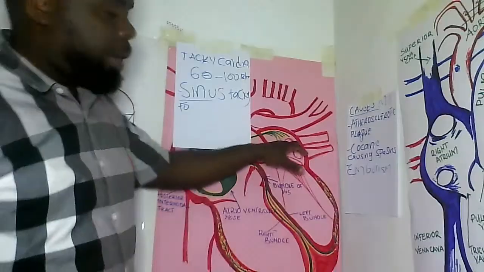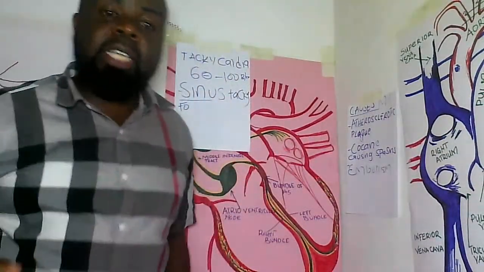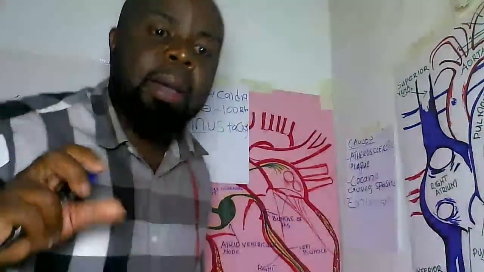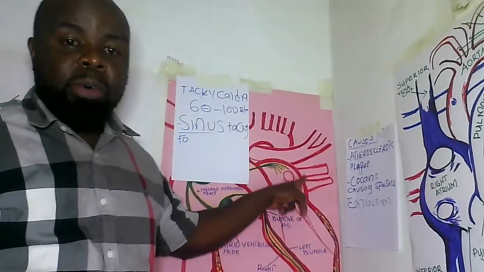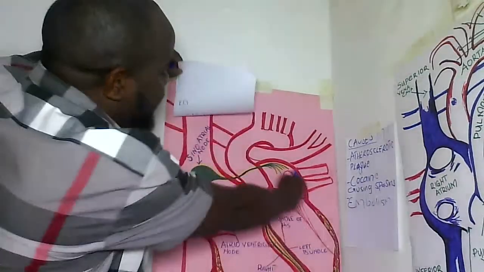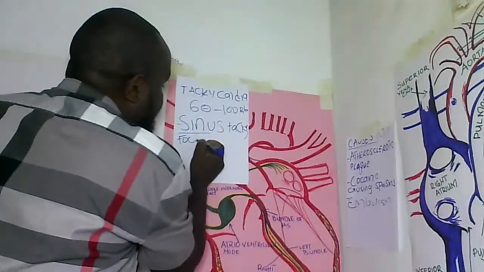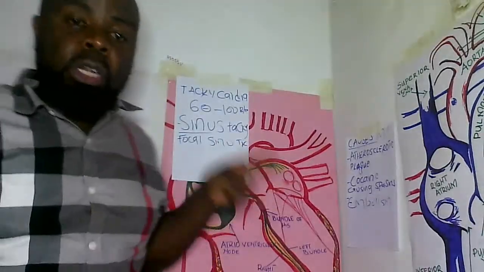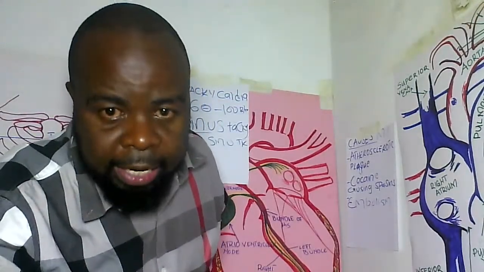When there is a focal point somewhere here, we don't know where that focal point is, but it is giving us some electrical impulses. Maybe there was a mistake and something happened and there was a focal point sending impulses faster, and it is returning back to the sinoatrial node. We call it focal sinus tachycardia. You get it? We are dealing with supraventricular tachycardia.